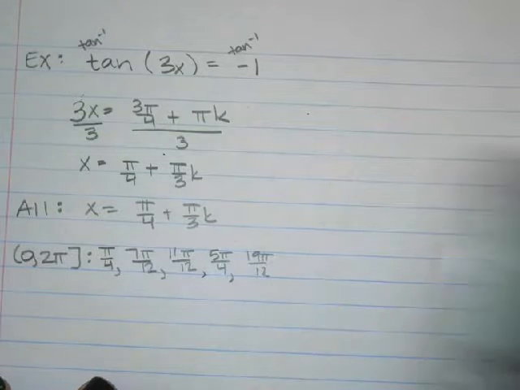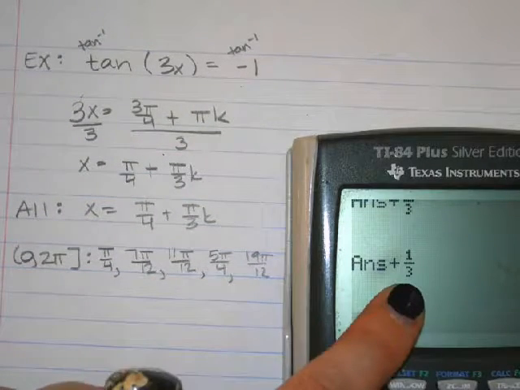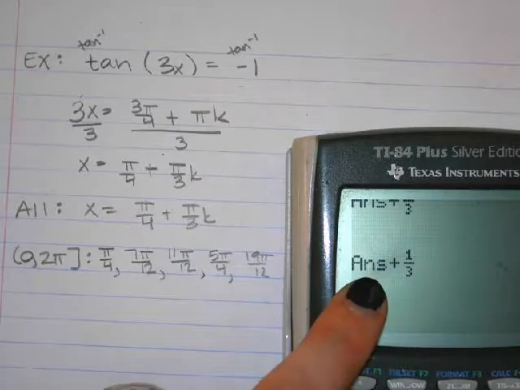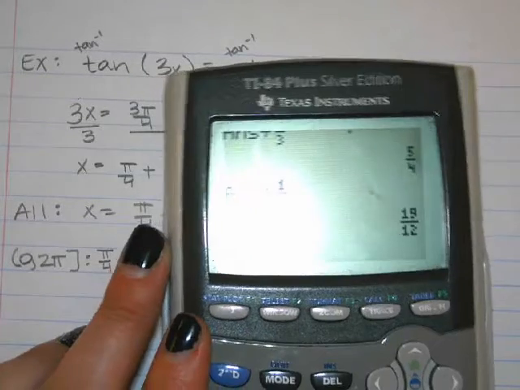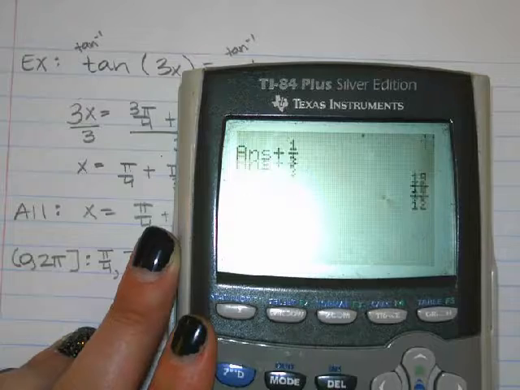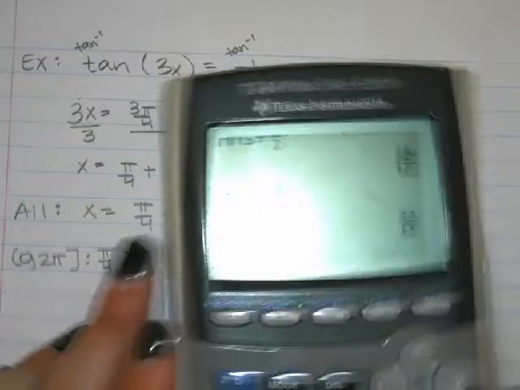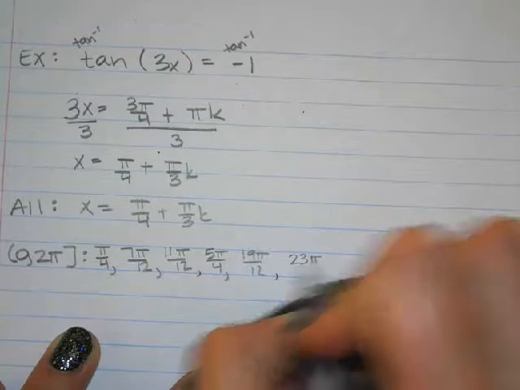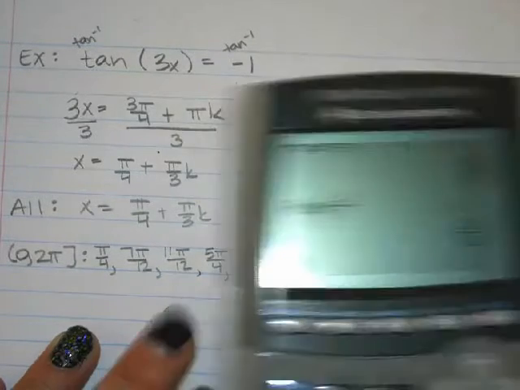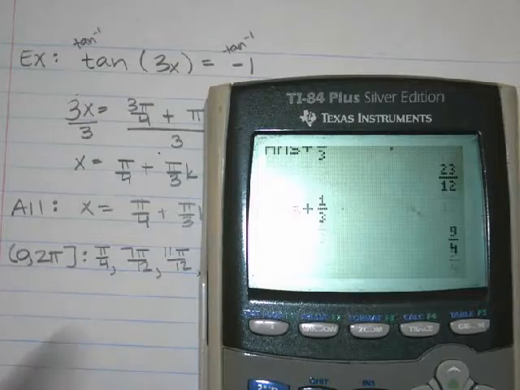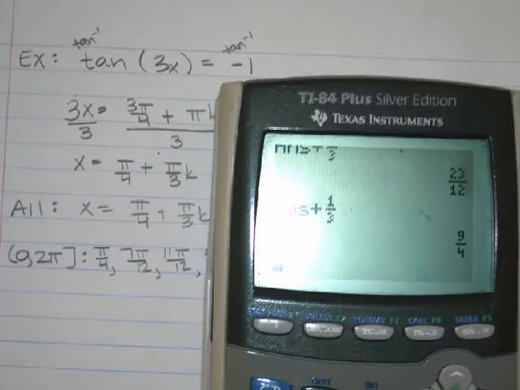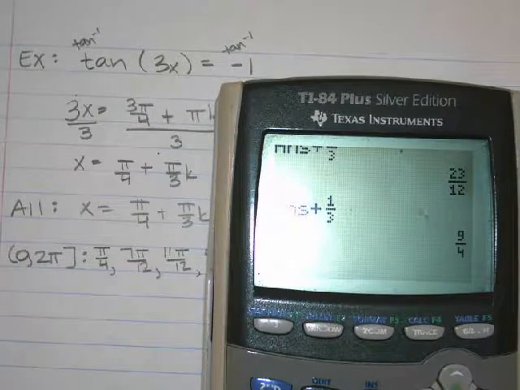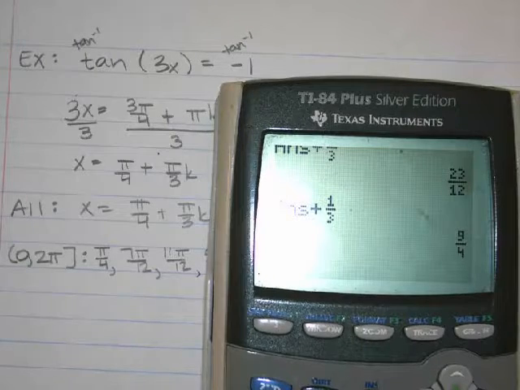It only works if it says answer plus, because then it's pulling your previous answer and adding 1/3 to it. So 19 pi 12ths and then 23 pi 12ths. And 23 pi 12ths is going to be my last one because if I do enter again, 9 divided by 4 is bigger than 2. 8 divided by 4 would have been 2. 9 divided by 4 is 2 and a bit. Okay.